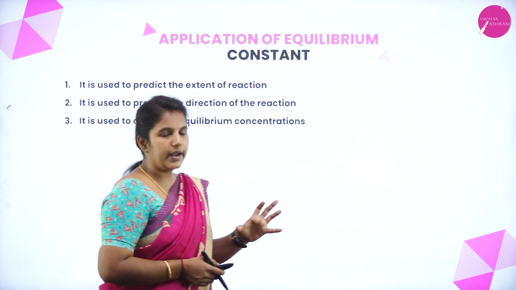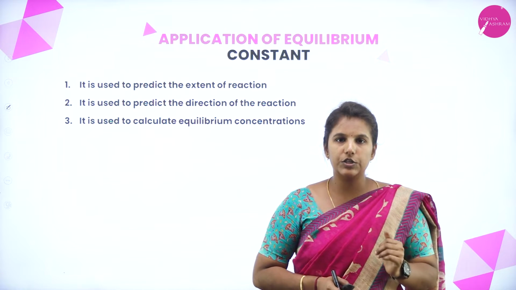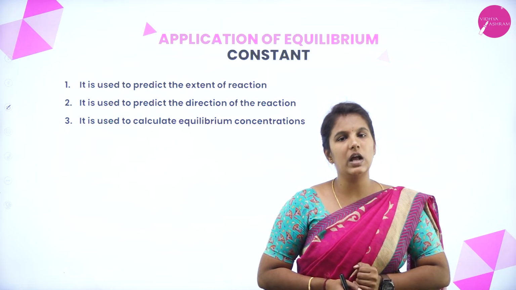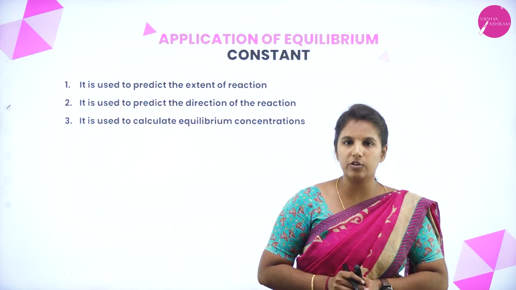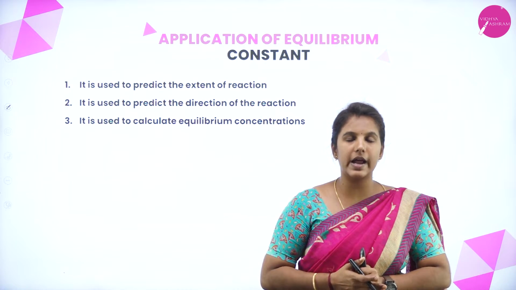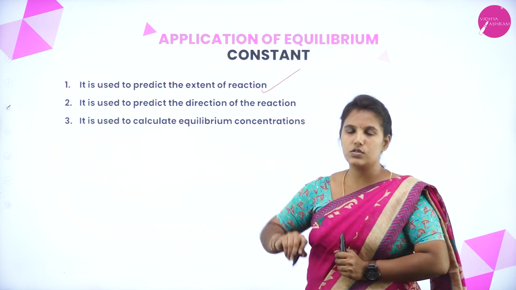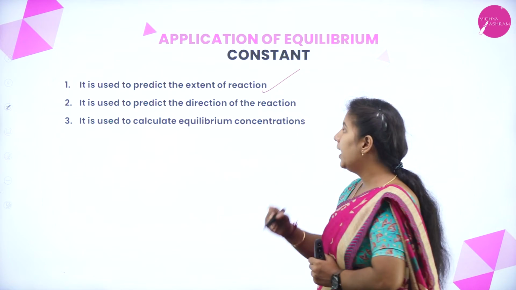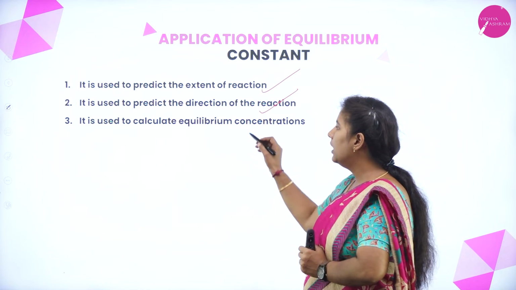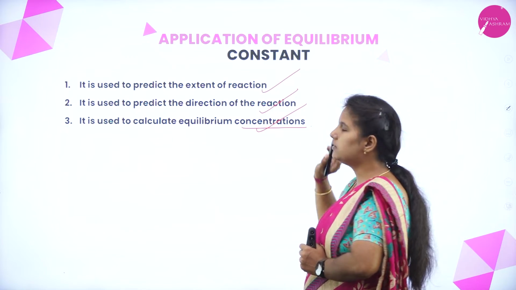After understanding what the equilibrium constant is and how to derive an expression for it, we need to understand where exactly we are using this equilibrium constant. The equilibrium constant is used to know the extent of the reaction, it is used to predict the direction of the reaction, and it is used to calculate the equilibrium concentration.